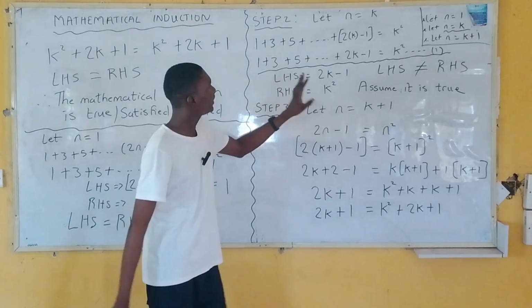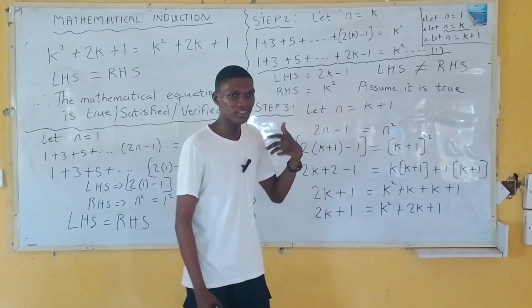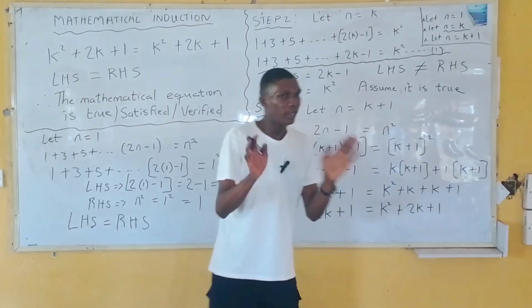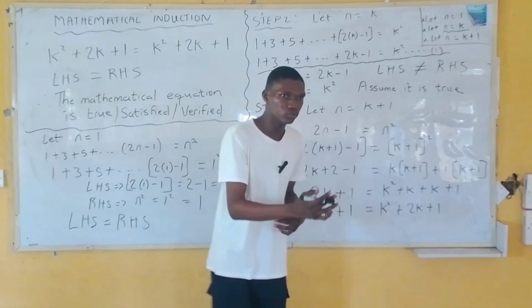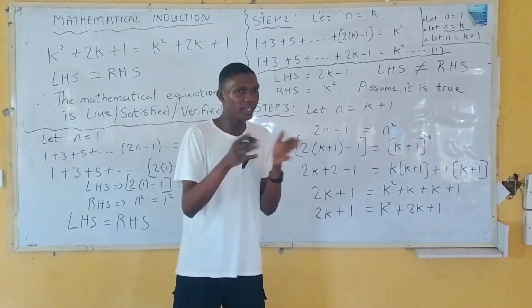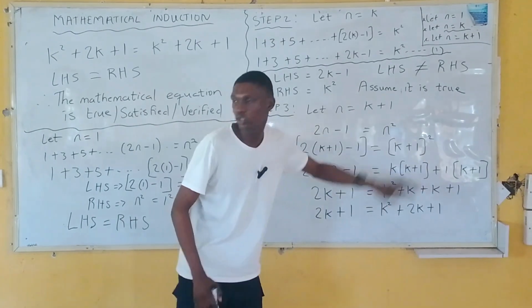So since we already know that this is not equal to the right hand side, the left hand side is not equal to the right hand side. But we assume that it is what? It is true. We assume it is true. We can now move on to the next step. The next step is what? Let your n be what? k plus 1. So say our n is k plus 1.